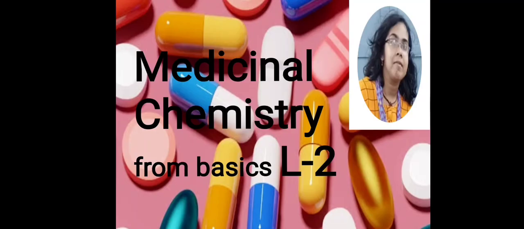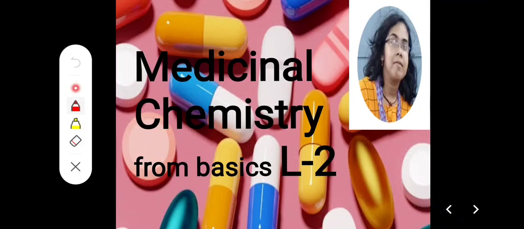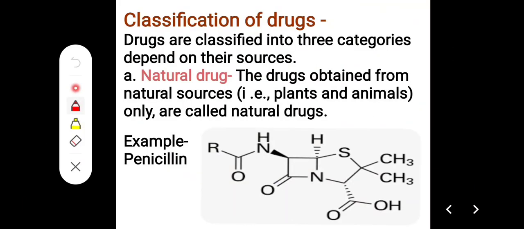Okay, medicinal chemistry. First one, we have to consider classification of drugs. Drugs are classified into three categories depending on their sources. Sources means where the drugs are found.